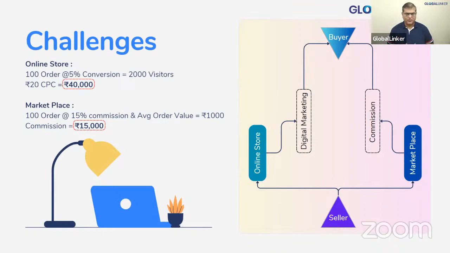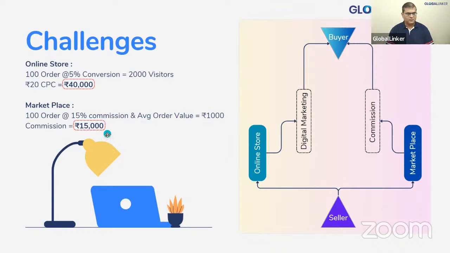You have created the website, but now you have to actively spend to get the customers and then grow your business online. And that's where, with ONDC, that challenge is addressed. The second challenge, or the second calculation that you're seeing on the screen, is where if you're receiving, let's say, 100 orders through marketplace, 15% commission, average order value is 1,000.